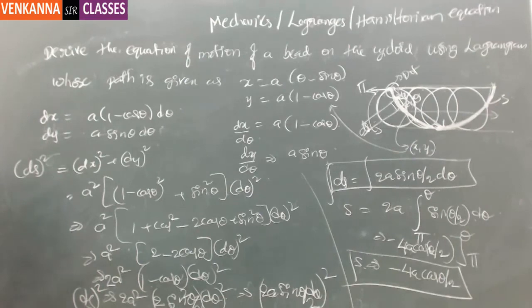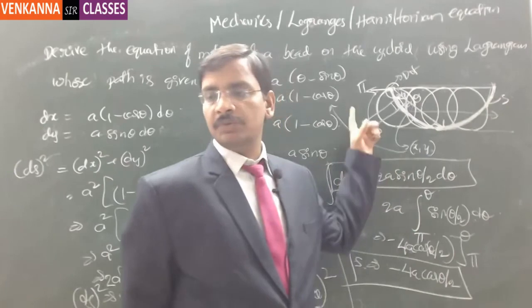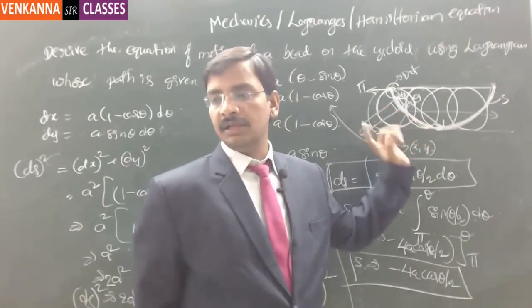Why have we calculated dx and dy and then integrated? Because this is the methodology that we adopt in finding out the catenary length in any case. Got it?